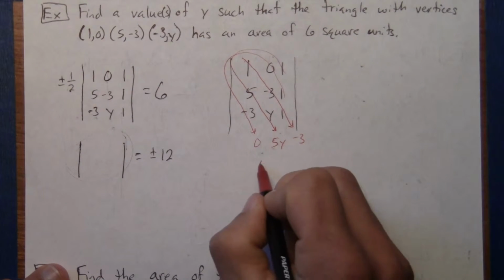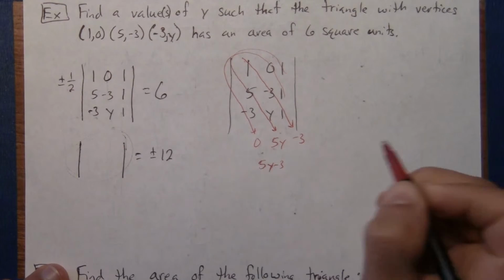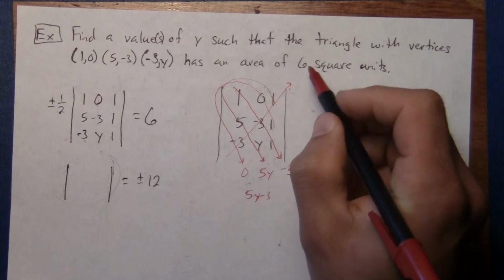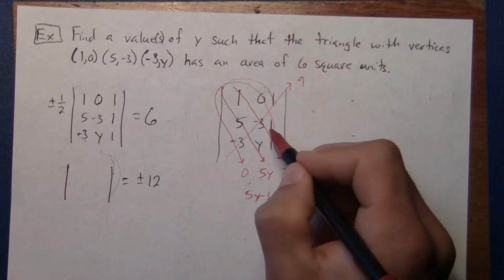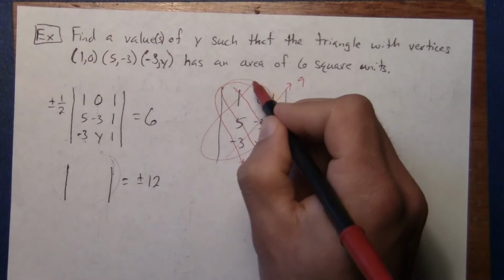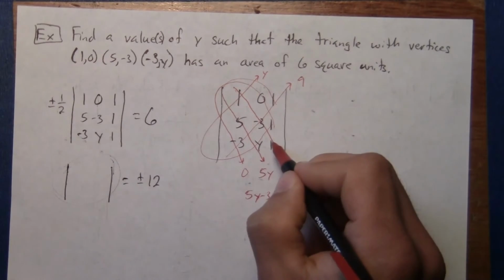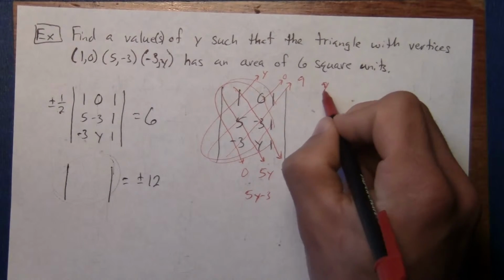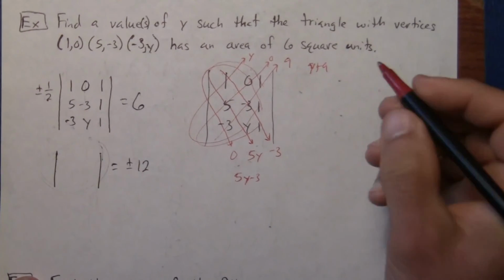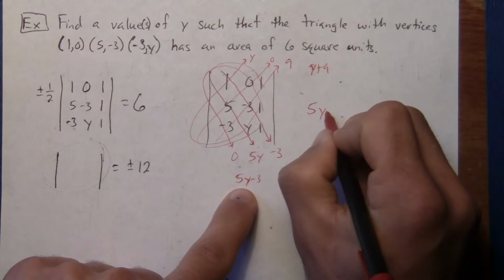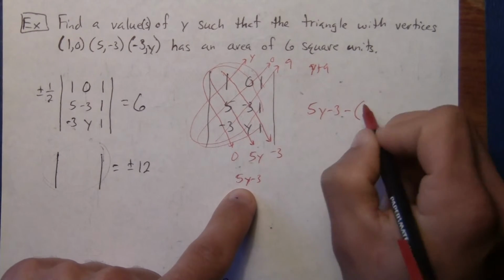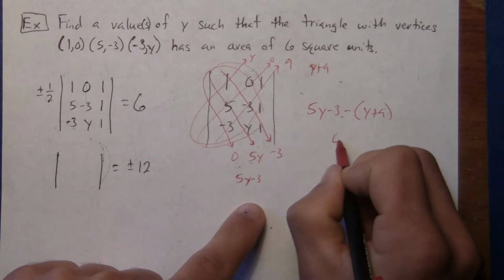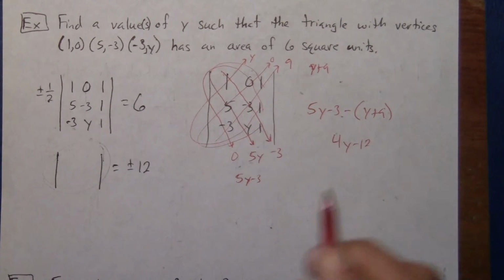So adding all those together, I'm going to get 5y minus 3. Other direction, multiplying negative 3 times 1 should give me 9. 1 times y times 1 should give me just y, and then 1 times 5 times 0 should give me 0. So that should give me y plus 9. And now remember to find the determinant. You take the one on the bottom here, 5y minus 3, and subtract the one on top, which is a quantity, so make sure you use parentheses. It looks like if I distribute that negative, I would get 4y minus 12.